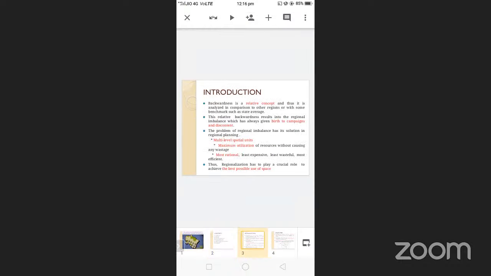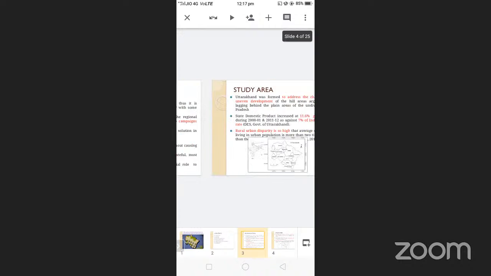Backwardness is a relative concept. It is analyzed in comparison to other regions or with some benchmark such as the state average. The relative backwardness of regions results in regional imbalance, which has always given birth to campaigns and discontent. But the problem of regional imbalance has its solution in regional planning, which involves a strategy to deal with the problems of multi-level spatial units simultaneously and bring out a plan for maximum utilization of resources without causing any wastage. Thus, regionalization has to play a crucial role to achieve the best possible use of space.